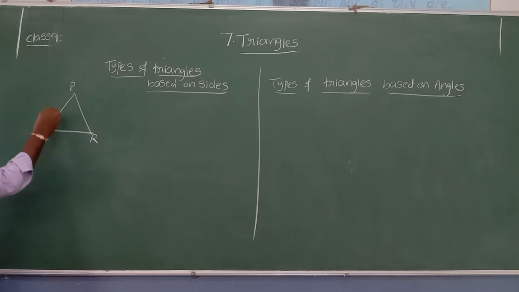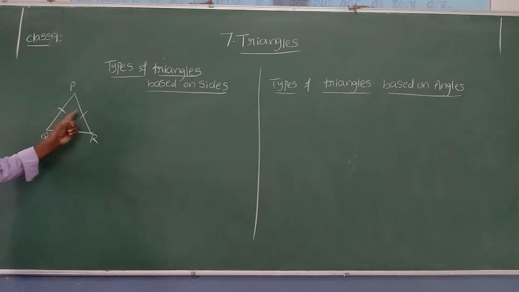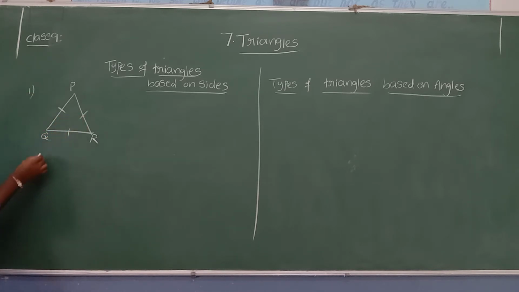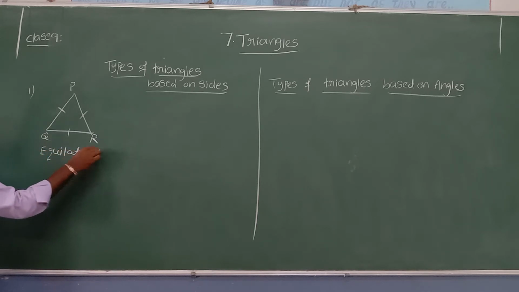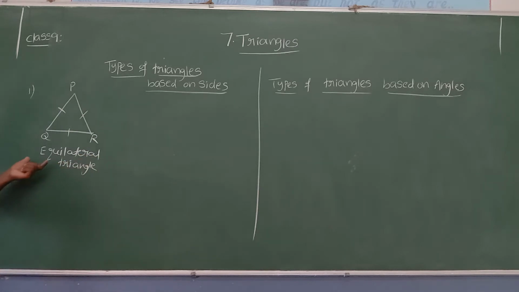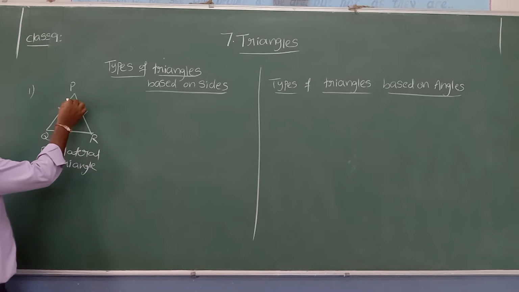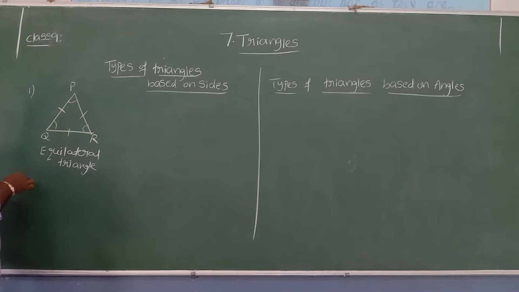Suppose in a triangle PQ is equal to QR is equal to RP. If all the three sides of a triangle are equal, these triangles are called which type of triangle? Yes, they are called equilateral triangle. Equi means same, lateral means sides, same sides. In a triangle, if all the three sides are equal, it is called equilateral triangle. You can see there, each angle is also equal. All the three angles are equal. Each angle is 60 degrees.